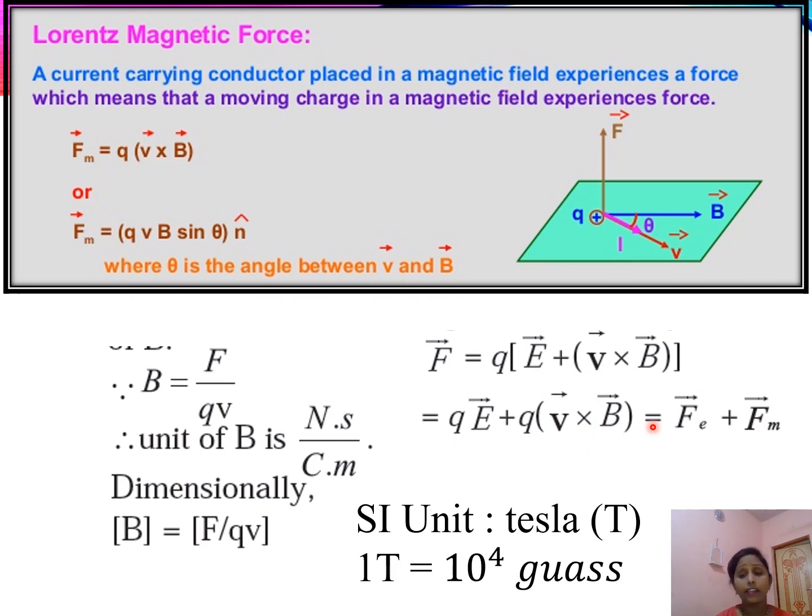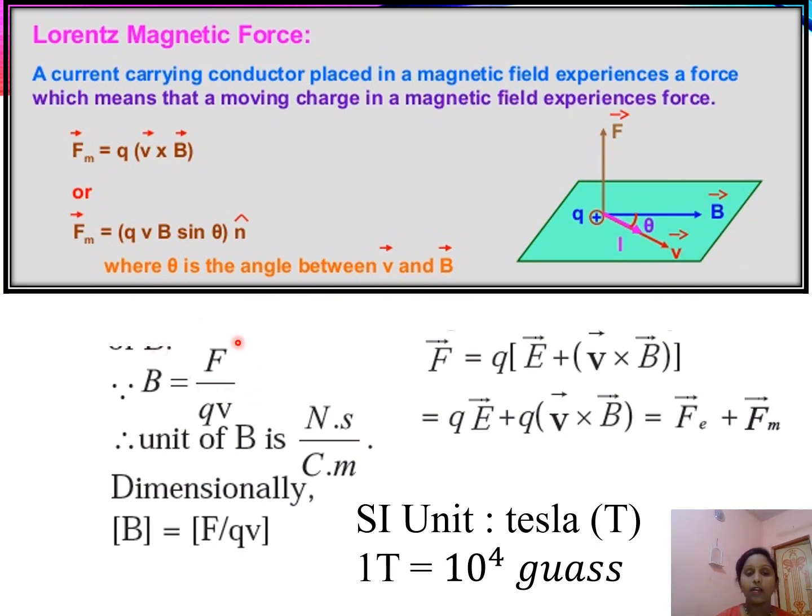This has an interesting consequence: when the charge flowing with velocity v is parallel to the magnetic field, then the magnetic force will be 0. If the charge is stationary, v is 0 and the magnetic force is also 0.